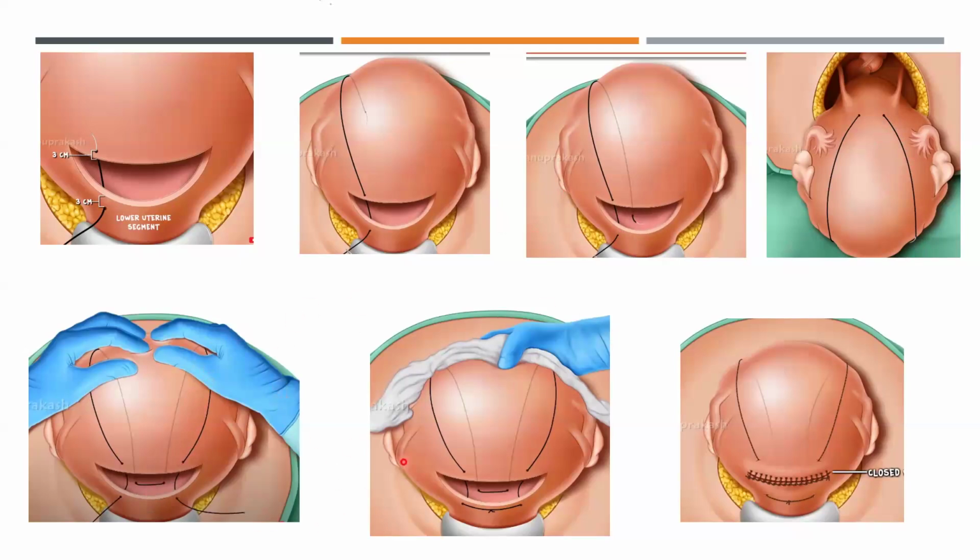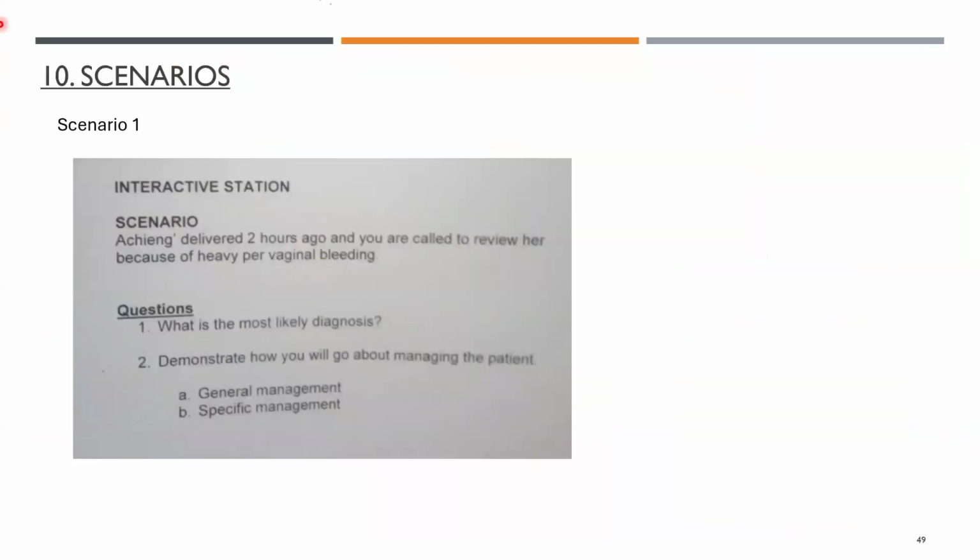Next, ask your scrub nurse or whoever's with you to apply pressure on the uterus. Apply pressure and tie these. Upon doing this, the bleeding should stop. Once the bleeding has stopped, you go in with a continuous suture and you close your incision site. That's basically how a B-Lynch suture is done.